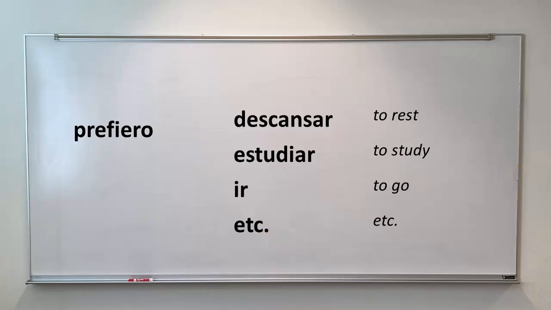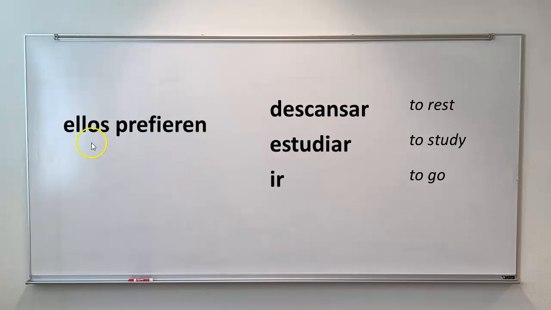Okay, let's try another subject. We have ellos prefieren, they prefer. Ellos prefieren, what do they prefer to do? They prefer to rest. Ellos prefieren descansar. They prefer to study. Ellos prefieren estudiar. They prefer to go. Ellos prefieren ir.